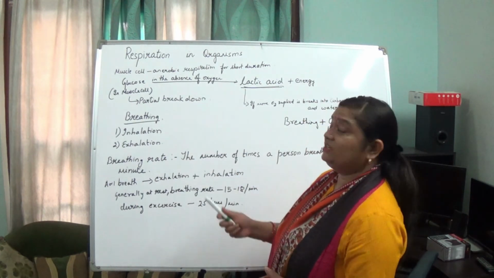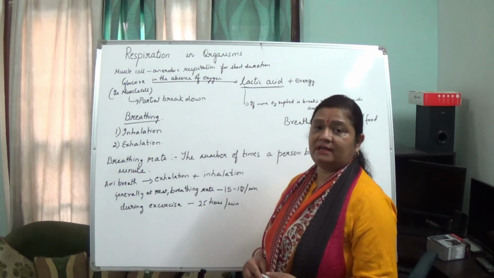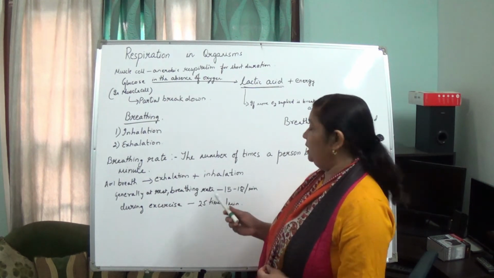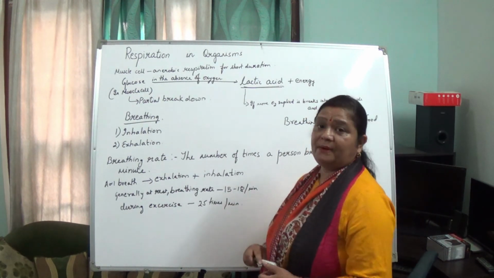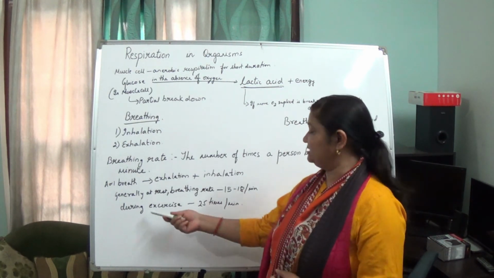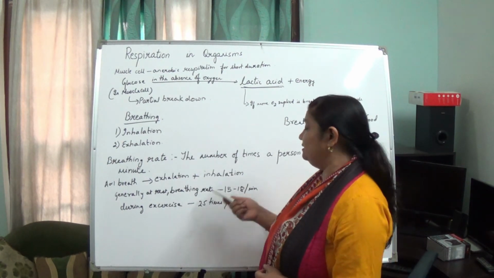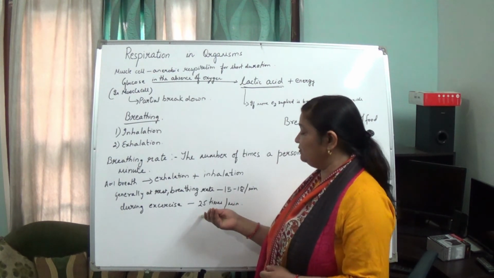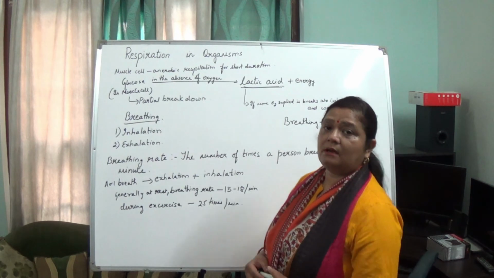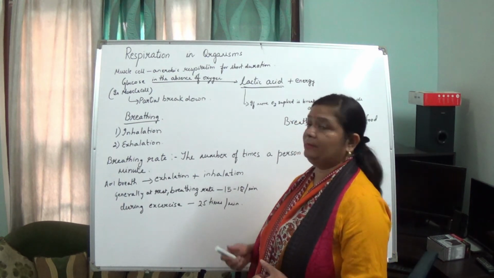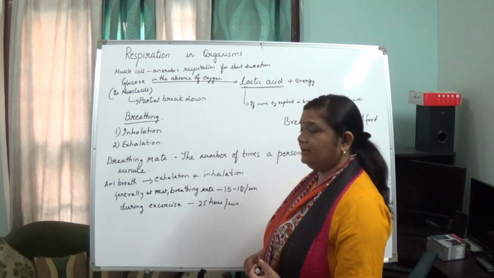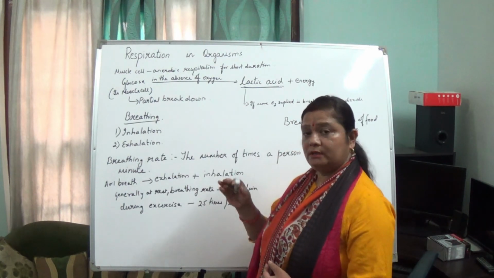Generally at rest, what is the breathing rate? Have you counted, students? I don't think so. If you count, it comes to nearly 15 to 18 times per minute. But during exercise or running, this figure increases to 25 times per minute. So breathing rate varies with your work. If you are doing heavy work, running or exercise, it will increase, and if you are at rest or sleeping, it will be slow.